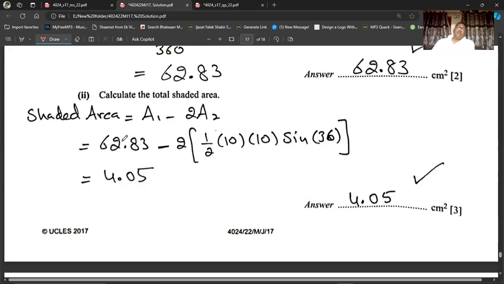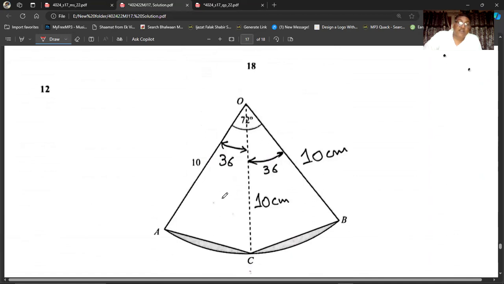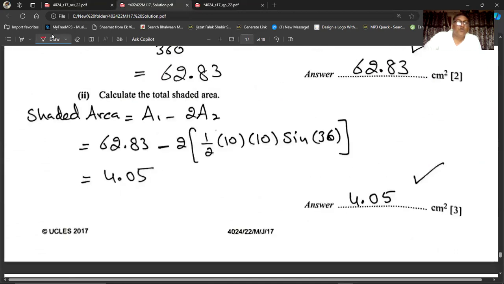So area 1, the area of that sector, we know is 62.83, minus 2 times the area of one triangle, which is 1 by 2 into 10 into 10 into sine of 36. When you enter this in your calculator, you will get 40.05. Try to understand: from the area of this sector, subtract the area of this triangle and this triangle. Both these triangles are the same. So my answer is coming out to be 4.05.